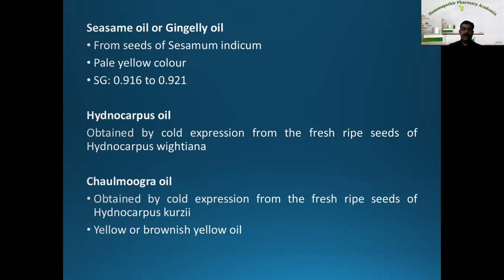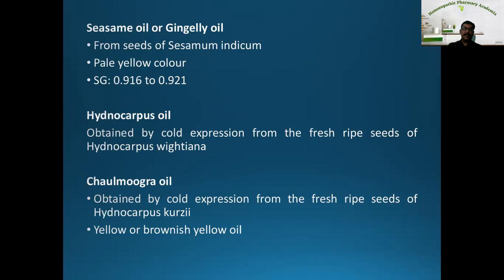Color, it is yellowish or brownish yellow. It is much darker than other oils. Odor, it has got a characteristic odor. Taste is acrid, soluble in hot alcohol and insoluble in cold alcohol. Miscible with solvent ether and chloroform. And it has got a specific use in medicine, that is, it can be used as external application in leprosy in olden days. So it can alleviate the symptoms of leprosy when it is used as an external application.